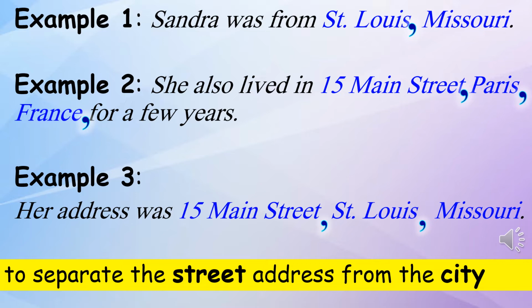Example 3. Her address was 15 Main Street, St. Louis, Missouri. Here, we use a comma between 15 Main Street and St. Louis to separate the street and the city. Again, we use a comma to separate St. Louis and Missouri, which is a city and a state. St. Louis is a city and Missouri is a state.